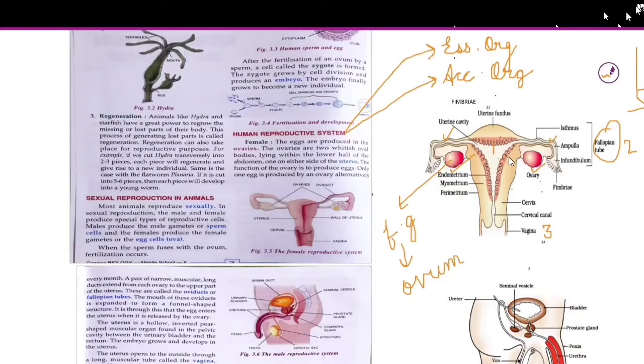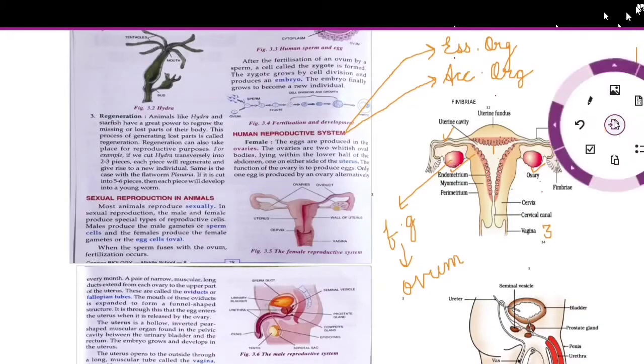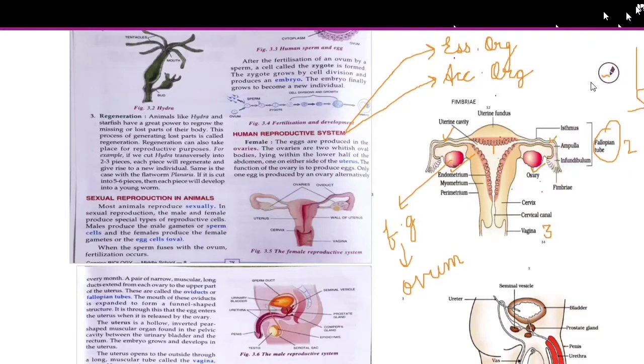Next is what, children? Next is the first accessory organ, that is called the uterus. Now you will ask me, teacher, what is the uterus? Beta, this pear-shaped part of the female reproductive system is known as the uterus. Actually, the uterus is a hollow, inverted, that means ulta, pear-shaped muscular organ, and where is it found, beta? It is found in the pelvic cavity.